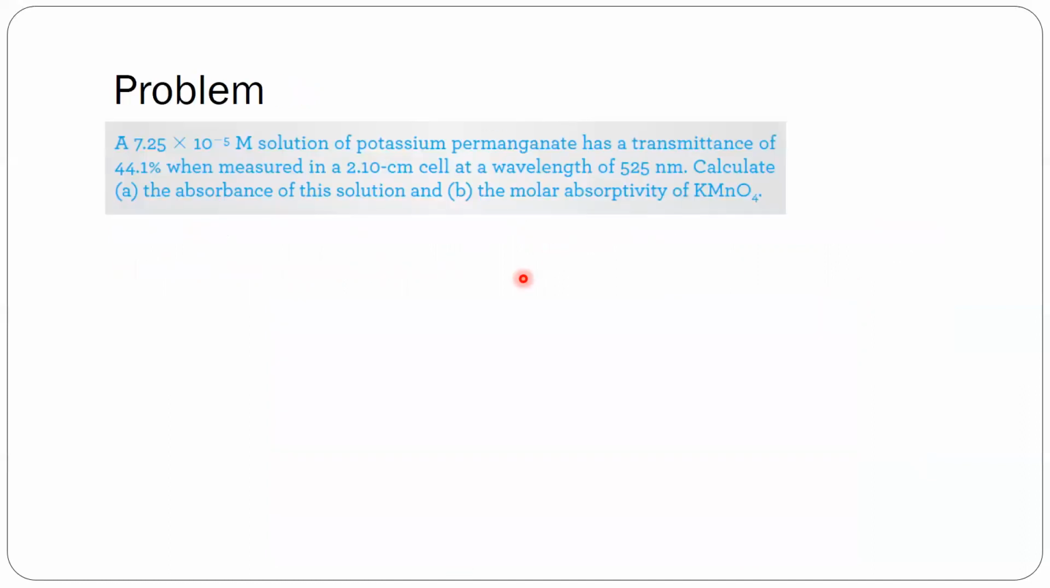Now, let's solve this problem. You have a 7.25 times 10 raised to negative 5 molar solution of potassium permanganate. It has a transmittance of 44.1% when measured in a 2.1 centimeter cell at a wavelength of 525 nanometers. What we're going to do is calculate letter A, the absorbance of the solution, and letter B, the molar absorptivity of potassium permanganate.